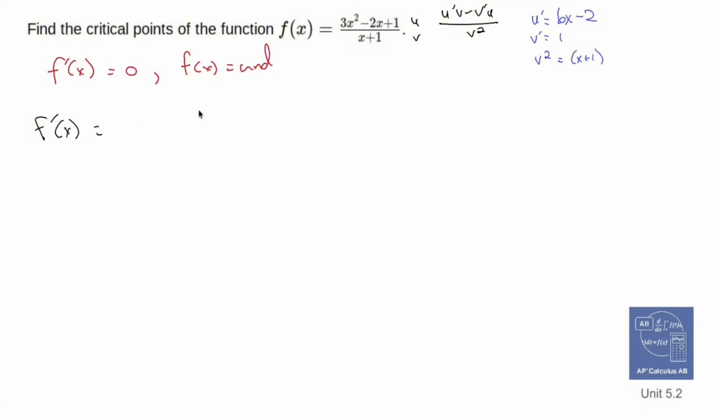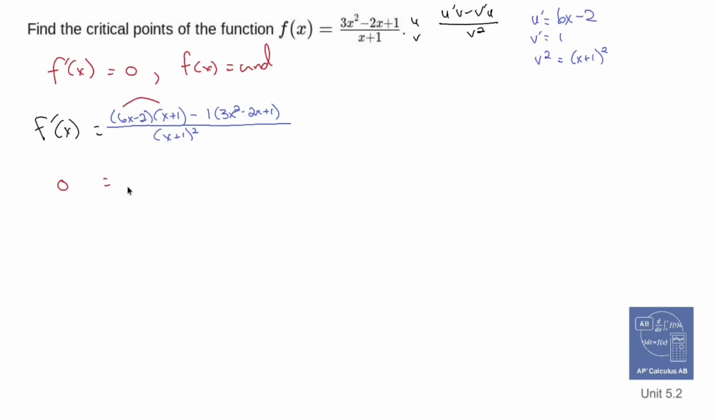So let's put it all together. U prime v is going to be 6x minus 2 times v, which is going to be x plus 1, so there's going to be foiling there. Minus v prime, which is 1, that's nice, times u, which is 3x squared minus 2x plus 1. And that's going to be all over x plus 1 squared. I forgot to put the squared there. Silly me. All right. Set it equal to 0.